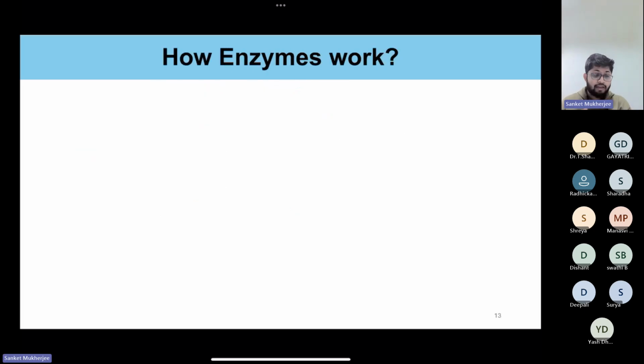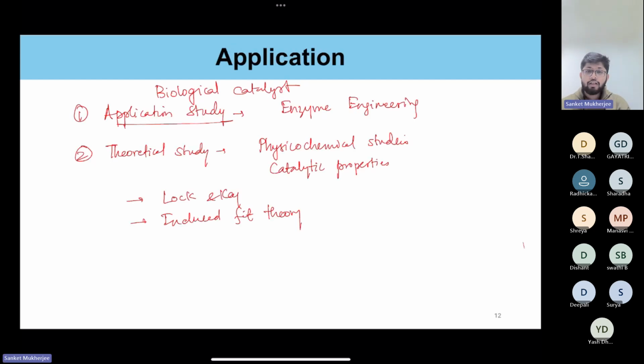Now, enzymes are present in all living cells. They convert substrates into products. They remain unchanged by the chemical reaction, right? This is also important. They remain unchanged by the chemical reaction. They increase the rate of chemical reaction. And as I already told you, 99% of the enzymes are proteins. 1% is, let's say, ribozymes, which are RNA containing enzymes.